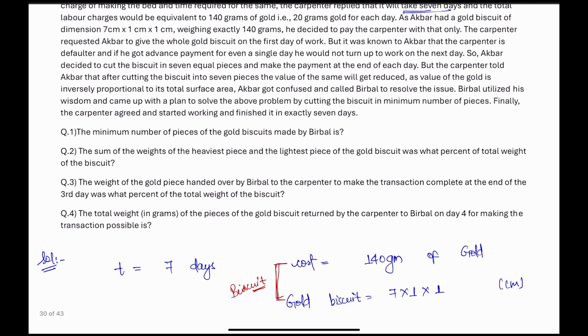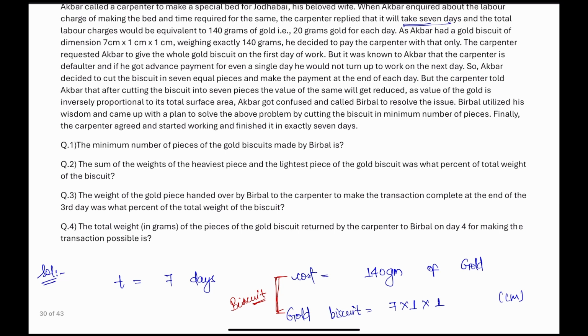Okay, so let's continue. Exactly weighing 140 grams, he decided to pay the carpenter with that only. Okay, this is how Akbar is paying the carpenter. Okay, great.